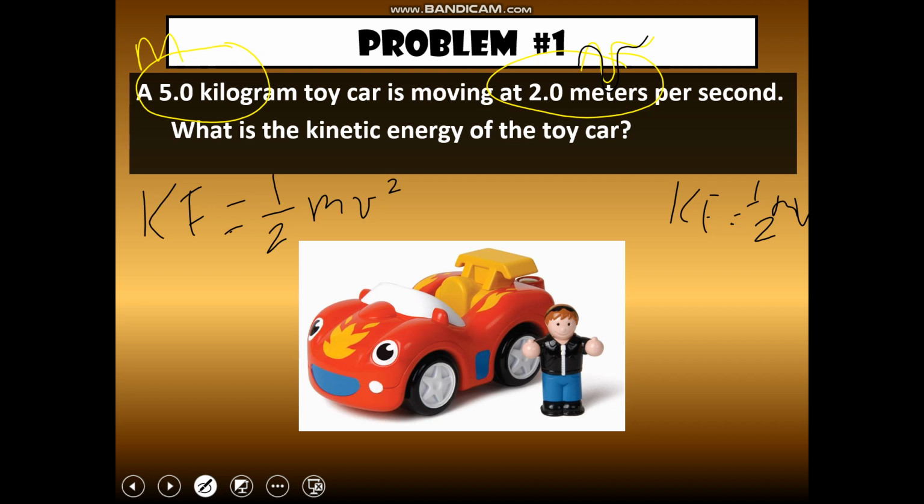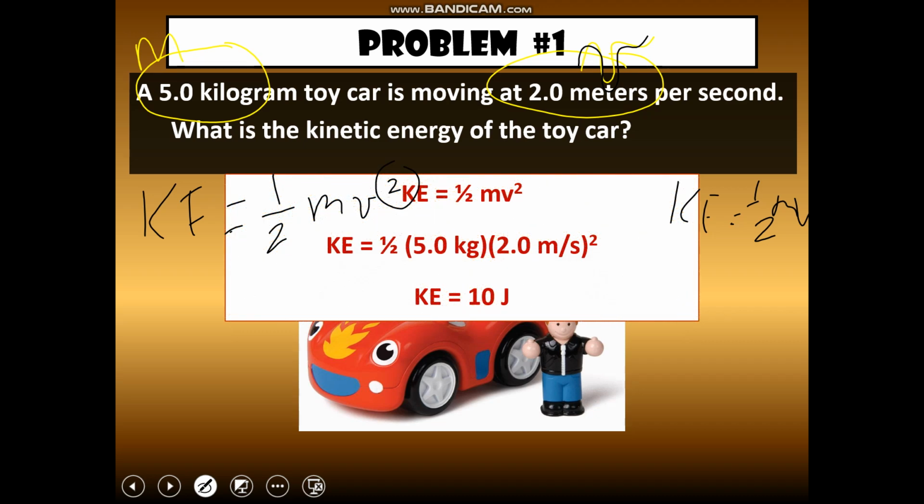1/2 times 5 kilograms times 2 meters per second. Only the speed is going to be to the second power. Don't forget, only the speed. So, do you have the time to calculate? What will your answer be? Of course, it's going to be in joules. Let's check.